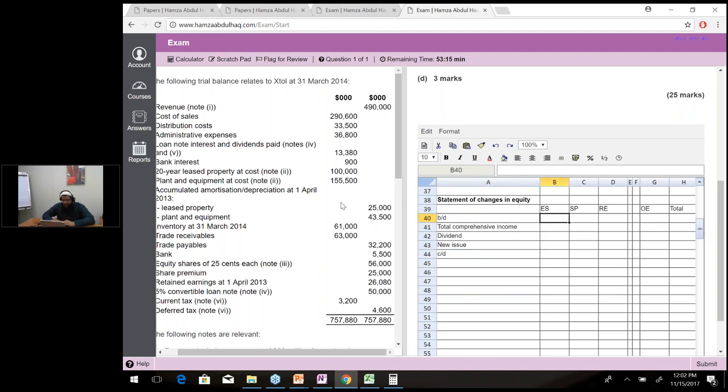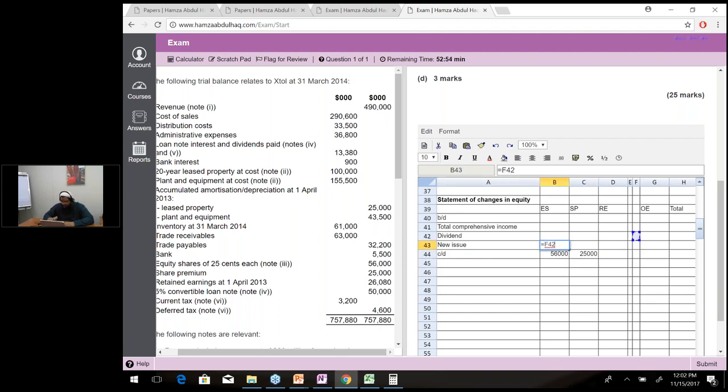So if I start from the trial balance and I see the equity shares is 56,000, the premium is 25,000. But are these values the opening values or the closing values? These are actually the closing values. So 56 and 25 are going to be the closing values. Yes, these are closing.